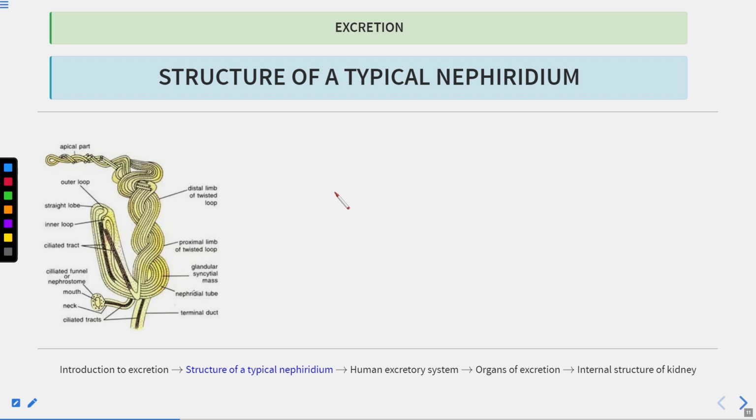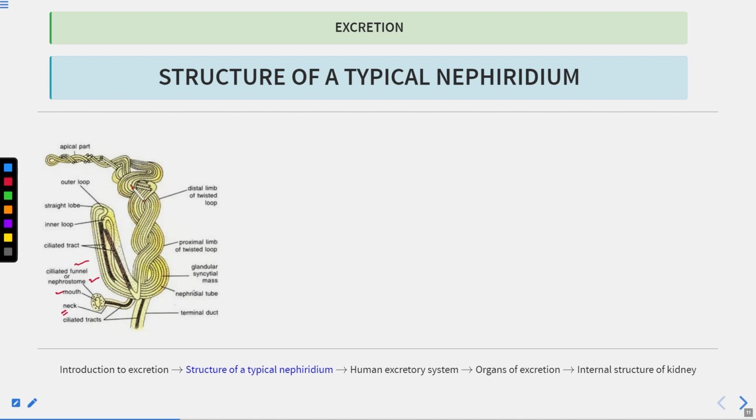Okay. So here you can see all these things have been labeled. Here you can see the nephrostome. We were talking about the nephrostome. The nephrostome was a funnel shaped structure, and it is connected to the body cavity known as the coelom. The nephrostome is also known as the ciliated funnel because it contains cilia. Alright. Then here you can see the mouth. After the nephrostome, we have this neck. So the nephrostome continues into the neck, and then the neck continues into the body.